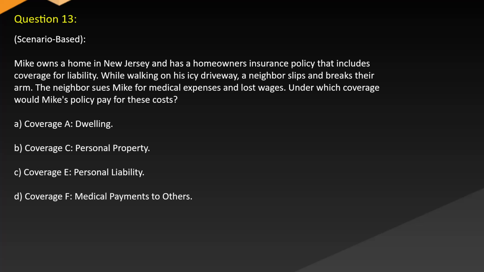Question 13, scenario-based. Mike owns a home in New Jersey and has a homeowner's insurance policy that includes coverage for liability. While walking on his icy driveway, a neighbor slips and breaks their arm. The neighbor sues Mike for medical expenses and lost wages. Under which coverage would Mike's policy pay for these costs? A. Coverage A, dwelling. B. Coverage C, personal property. C. Coverage E, personal liability. D. Coverage F, medical payments to others.